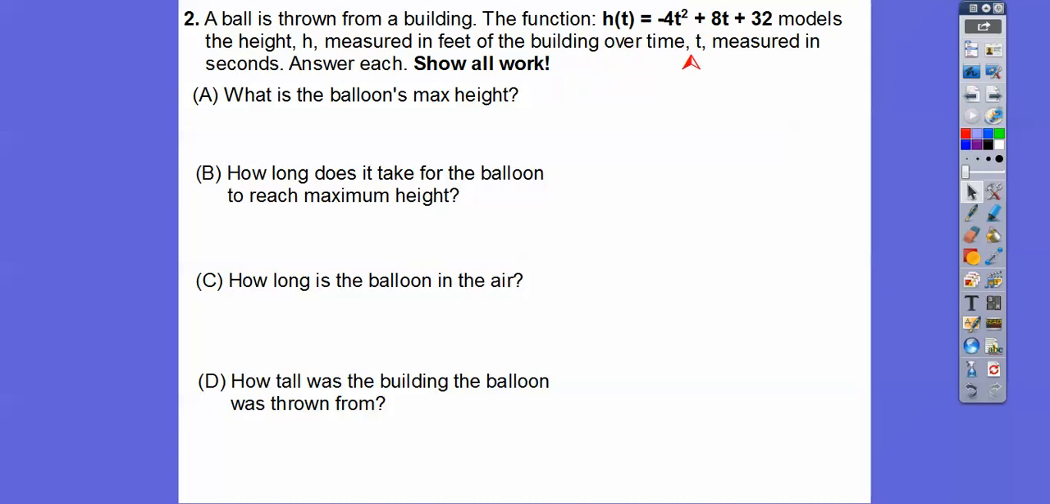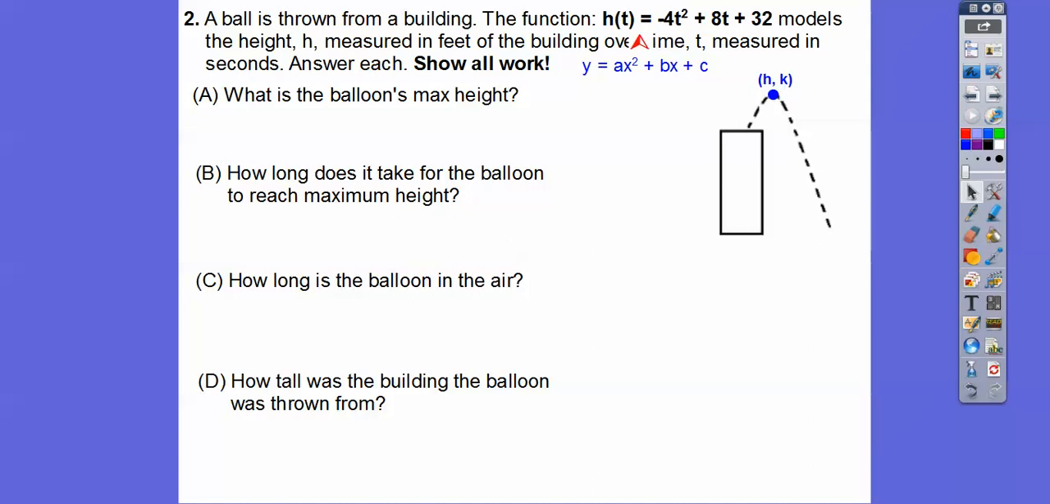All right, so let's draw a picture. A balloon is thrown from a building. So I'm on top of this building, and I throw a balloon, and it starts going back down over here. So here's a corny little picture right here, okay? So what's the balloon's maximum height? Well, that would be the y-coordinate of my vertex right there, okay?